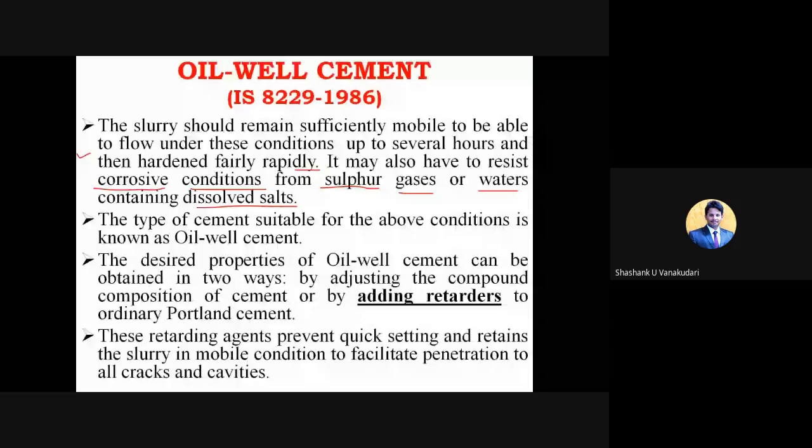So to overcome all these aspects we have discussed, the well should be sealed with a particular cement, and that is what we call oil well cement. The desired properties of oil well cement can be obtained in two ways. The first is by adjusting the compound compositions of cement or by adding retarders to ordinary Portland cement. The main reason is that it should be free from corrosion, meaning it should not be affected by reacting with water, especially water containing dissolved salts. That's one reason, right? And then the slurry should be movable easily. It should start moving easily without any additional aids, right?